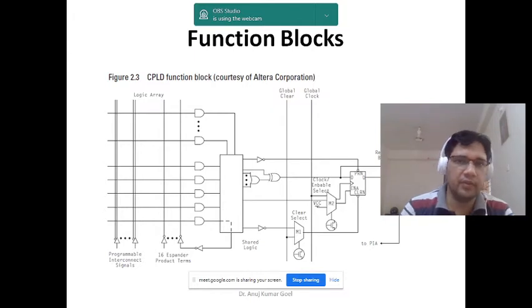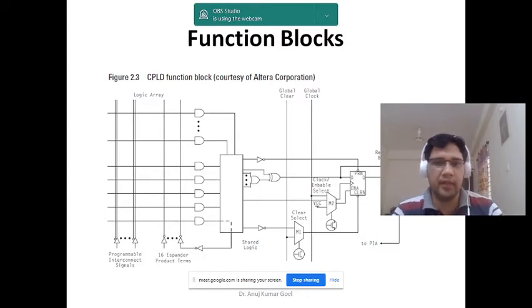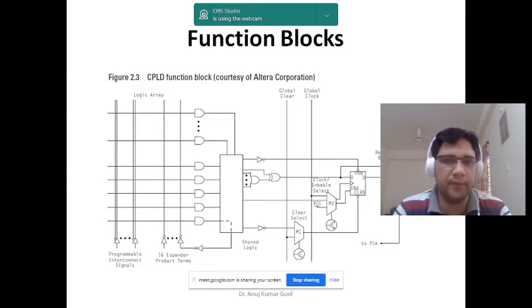Then what is the functional block? Okay, it is a circuit diagram of a functional block, and this is also taken from the Altera Corporation, which fabricates these devices, these CPLDs. It is the internal circuit diagram of a function block, how it looks like, and what are the basic elements present here.